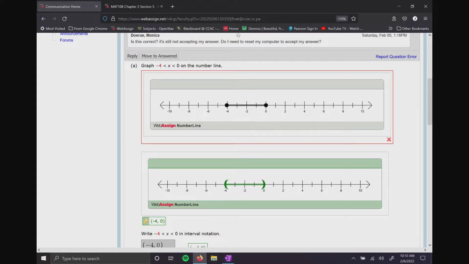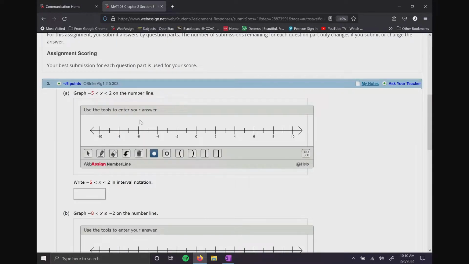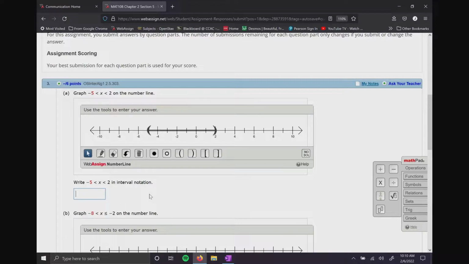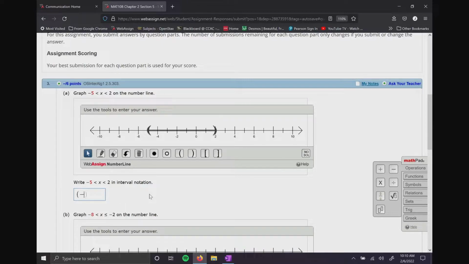So let me show you how to do this. Here's our first example: -5 is less than x, which is less than 2. Since the inequalities are less than, we're going to use parentheses. So we go to -5, then we go to +2. Oh, sorry. Forgot to click on the right parenthesis. My bad. And then we click on draw, and we're going to draw in between these two lines. Okay? Now let's write the interval notation. So this would be parenthesis, -5, comma, 2, and the parenthesis.